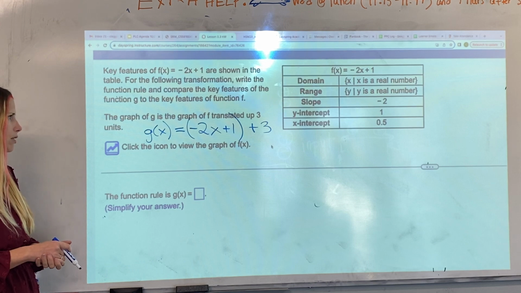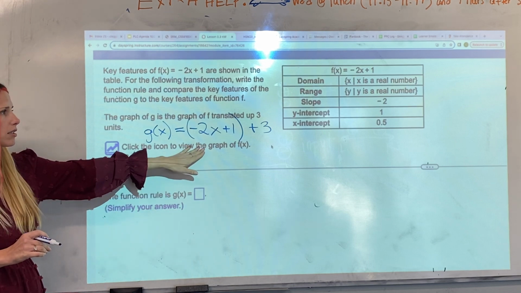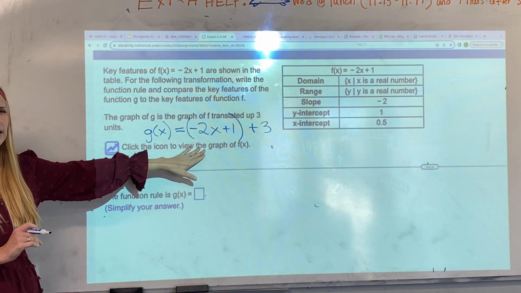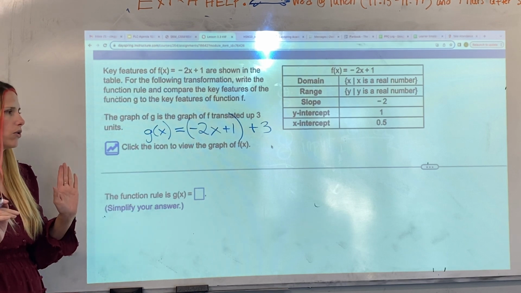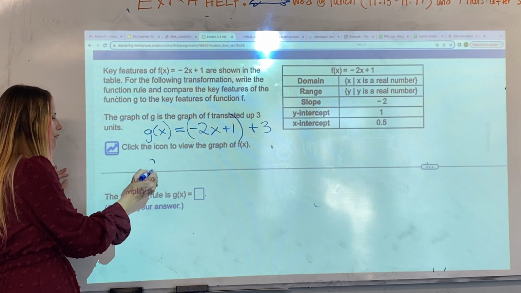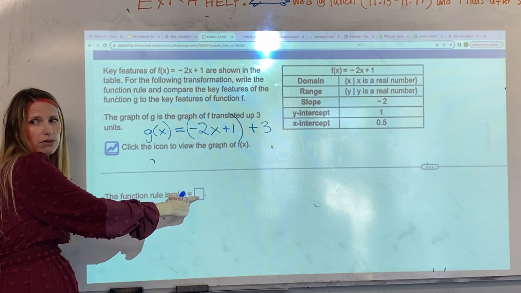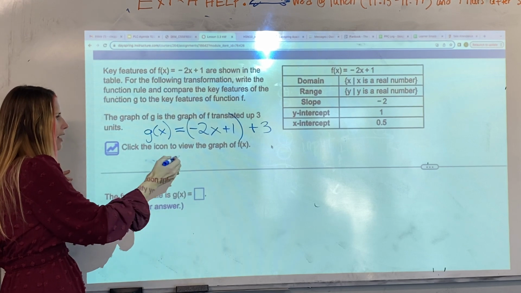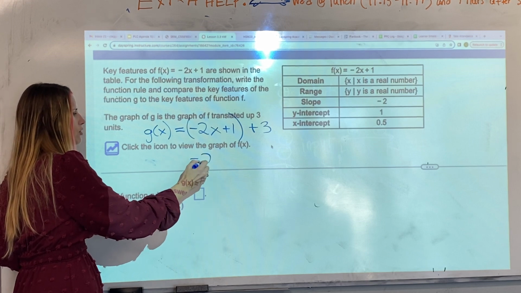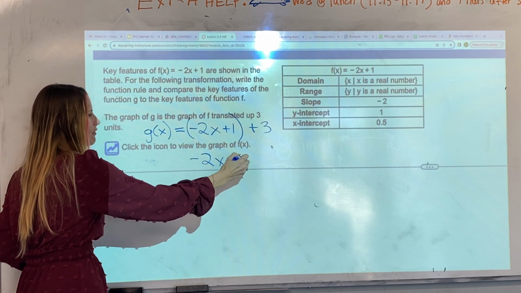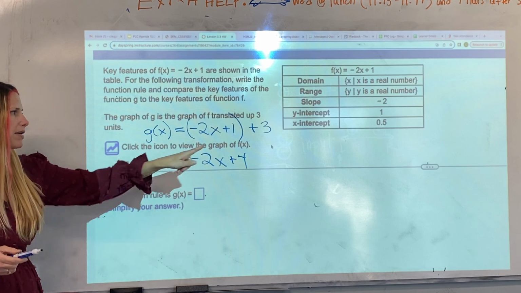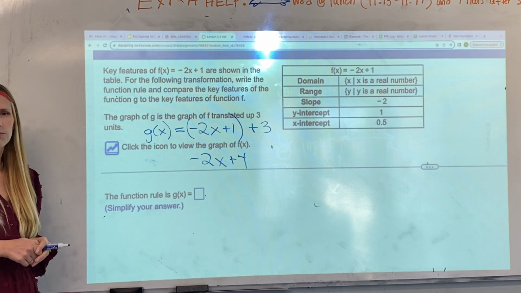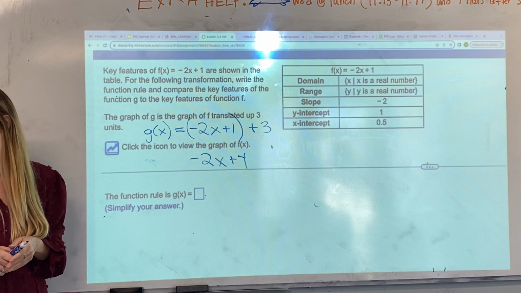It says that it's wrong. Yeah, it said it was wrong. It said this is wrong? Yeah. Okay, so maybe they want you to simplify it without the parentheses. So it might look like this. First of all, you didn't type g of x in here, did you? No. Okay, so what you're going to write then is negative 2x plus 4. See if that works. It does. Plus 4, yeah, because 1 plus 3 is 4. That's right? Okay. I got it right.